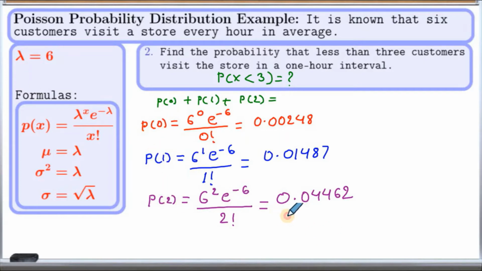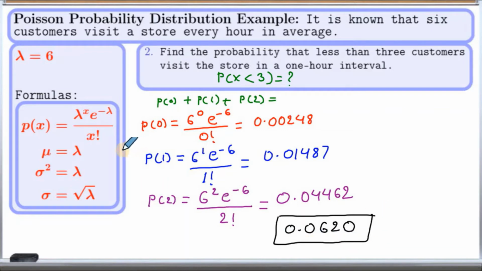Now, all we need to do is add probabilities of 0, 1, and 2 together. So adding all these together, we get 0.0620. Therefore, the probability that less than 3 customers visit the store in a 1-hour interval is 0.0620.